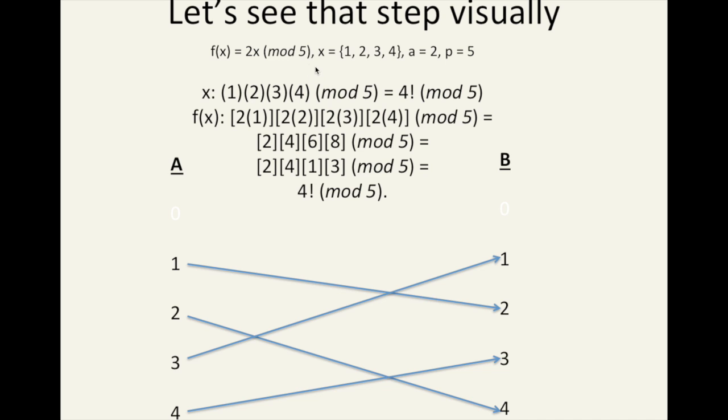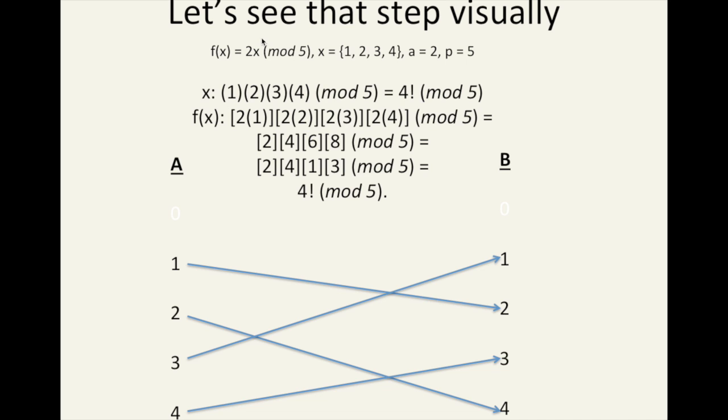So in this case, x could be 1, 2, 3, or 4, a equals 2, and our prime number p is 5. So let's multiply all the possible values of x, which are going to be 1, 2, 3, and 4. So obviously 1 times 2 times 3 times 4 in the world of mod 5 is simply 4 factorial. And then now the tricky part is multiplying all the possible values of f of x. So to do that, we're simply going to plug in all the possible values of x.